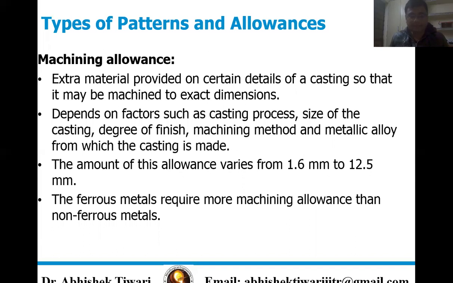The ferrous metals require more machining allowance than non-ferrous metals. So, for example, for iron, stainless steel, or different types of steels, more machining allowance is required compared to, for example, non-ferrous metals like aluminium and copper.